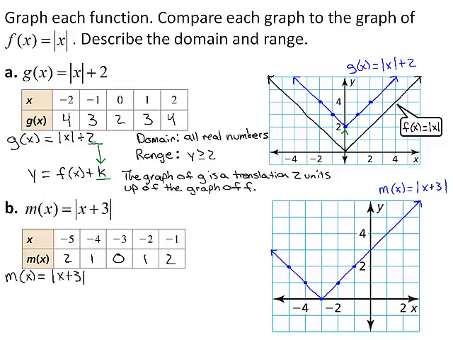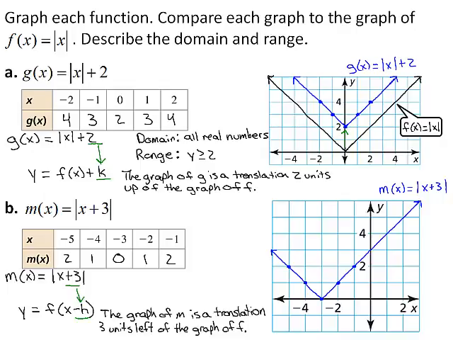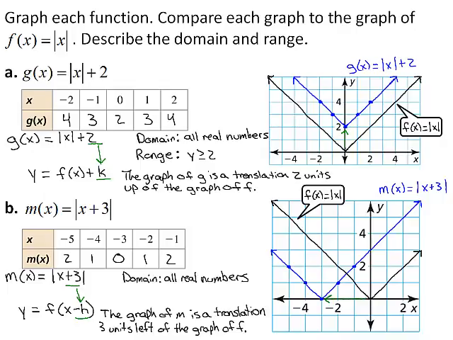The function m of x equals the absolute value of the quantity x plus 3 is of the form y equals f of the quantity x minus h, where h equals negative 3. Because h is less than 0, the graph of m is a translation 3 units left of the graph of f. The domain of m is the set of all input values. From the graph, you can see that the domain of m is all real numbers.